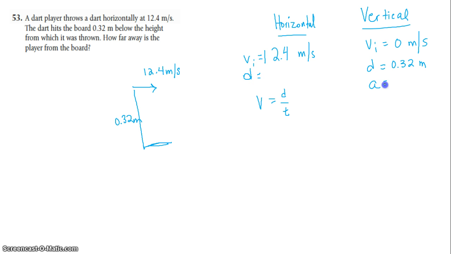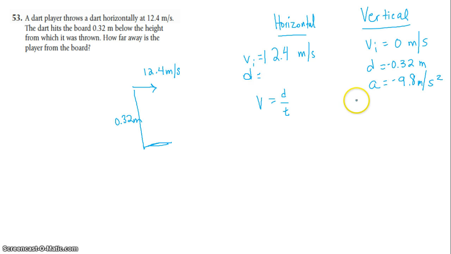Another thing we know about vertical is there's going to be an acceleration involved, since it's free falling in that direction, of negative 9.8 meters per second squared. And we should also make this displacement negative, since it is going in the downward direction, 0.32 meters.